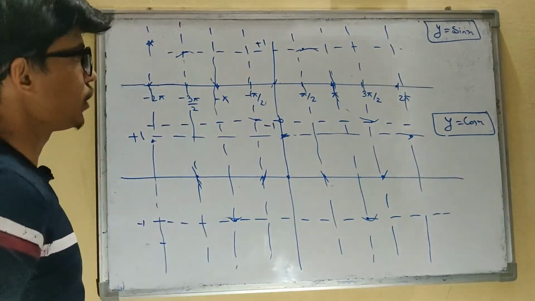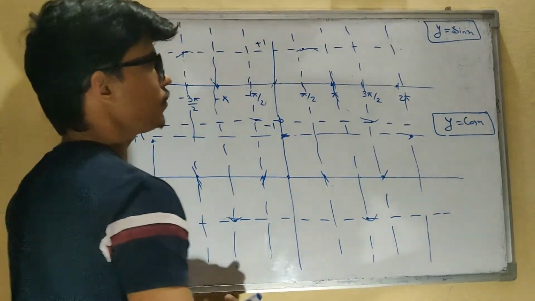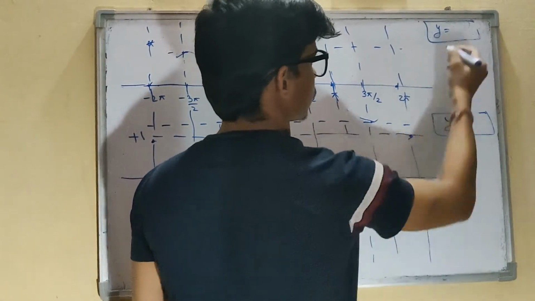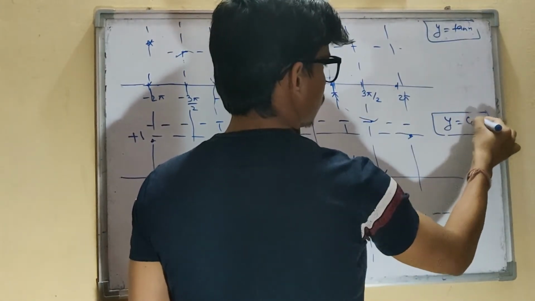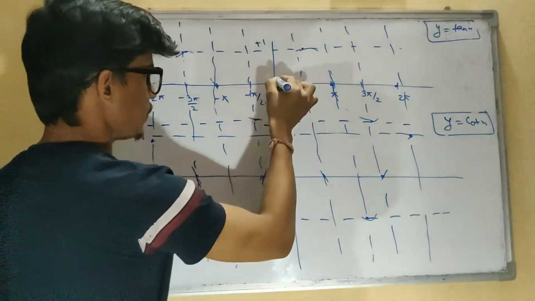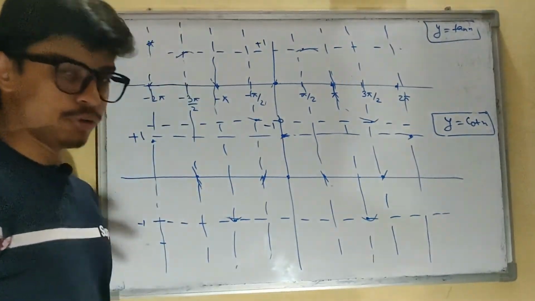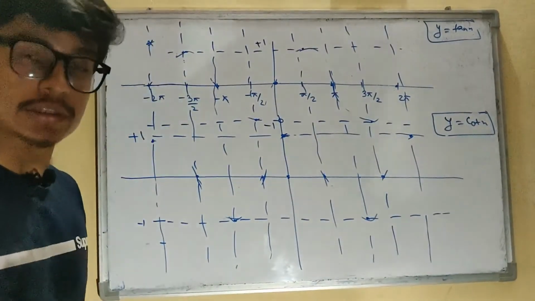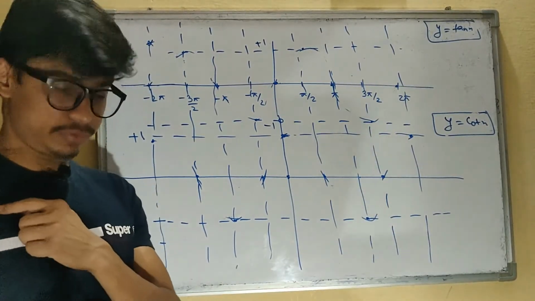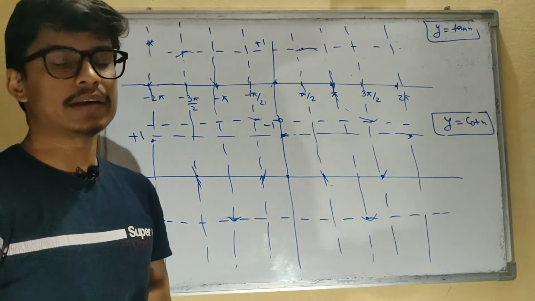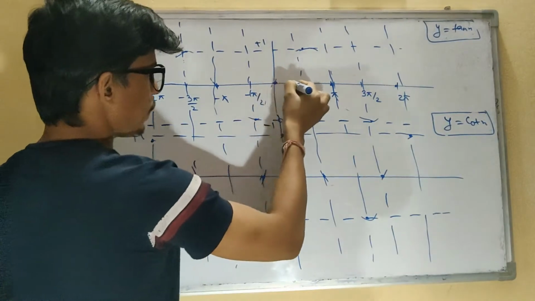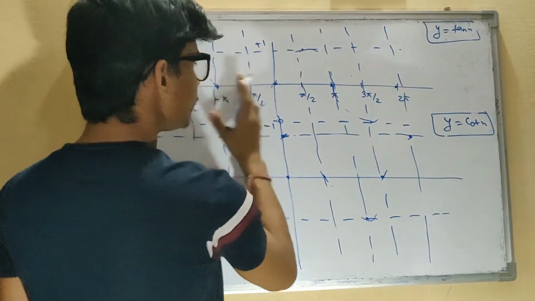So I'm going to show you how you can draw the graph of tan x and cot x. First tan x. Tan 0 is 0. You might have known in your class 10 that tan x is not defined at 90 degrees. So at pi by 2, this value keeps increasing.